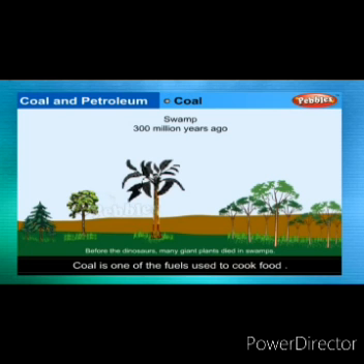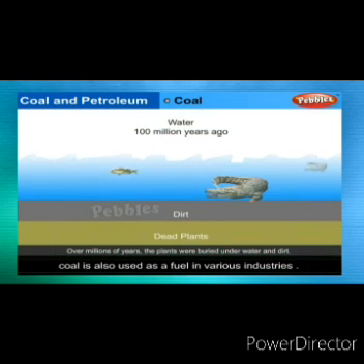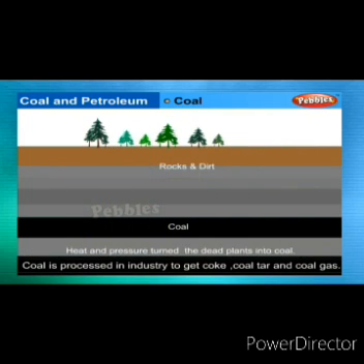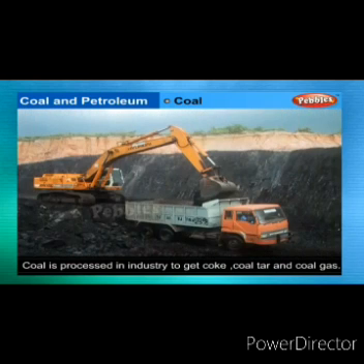Coal is one of the fuels used to cook food. Earlier, it was used in railway engines to produce steam to run the engine. It is also used in thermal power plants to produce electricity. Coal is also used as a fuel in various industries. When heated in air, coal burns and produces mainly carbon dioxide gas. Coal is processed in industry to get some useful products such as coke, coal tar, and coal gas.